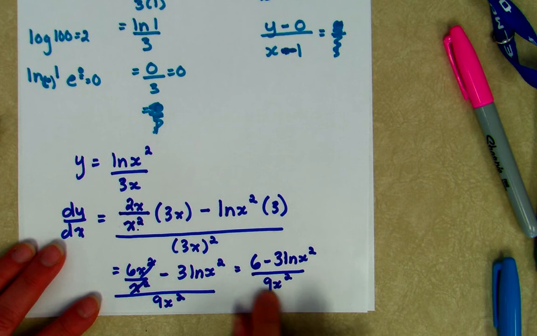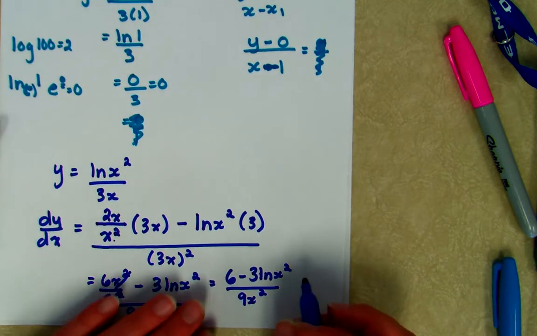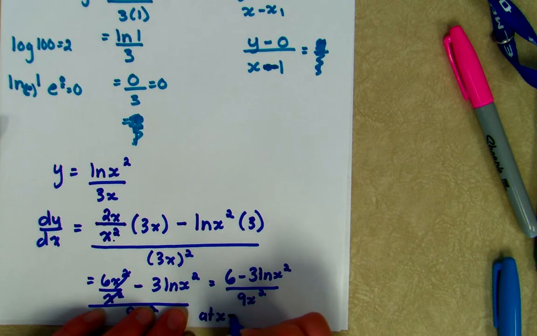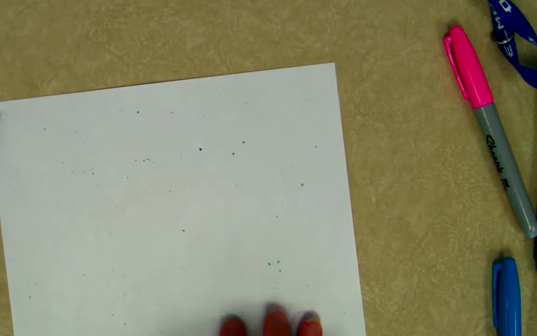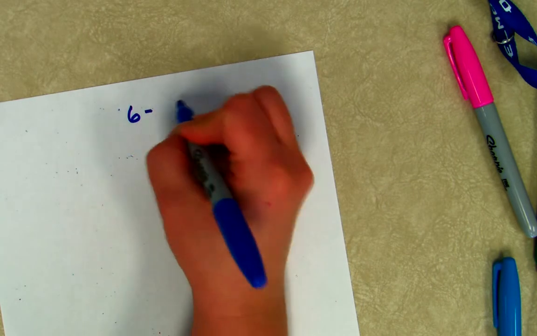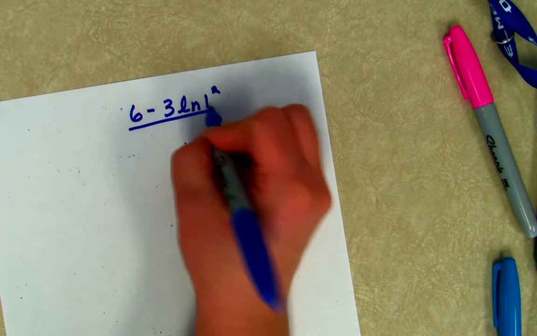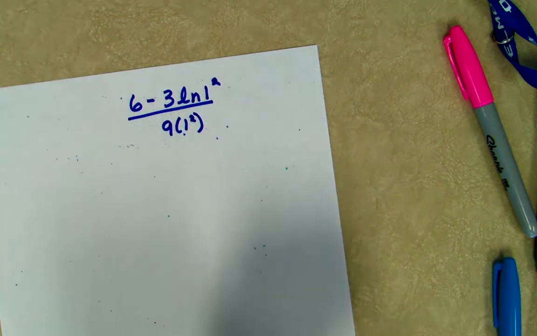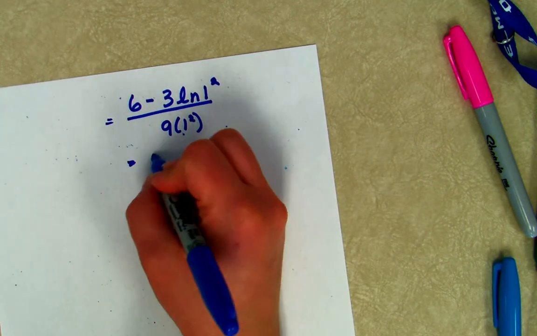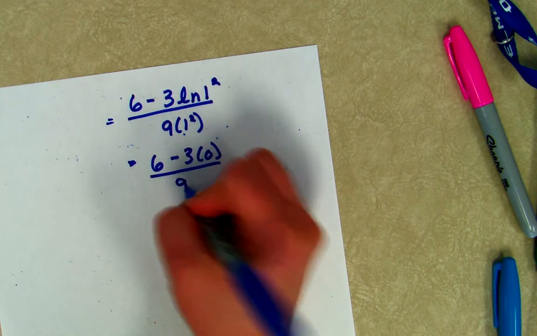Now, if I was doing some more work with this, I probably would common factor out a 3, but now I'm just going to put x equal to 1 in here to get my answer. So at x equal to 1, I'm going to end up with 6 minus 3 times the ln of 1 squared all over 9 times 1 squared. So that's going to give me 6 minus 3 times 0 all over 9.